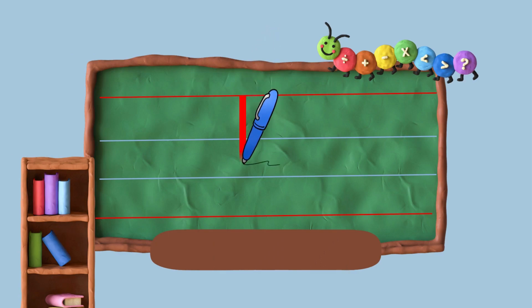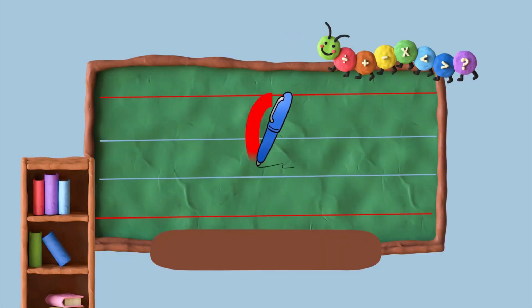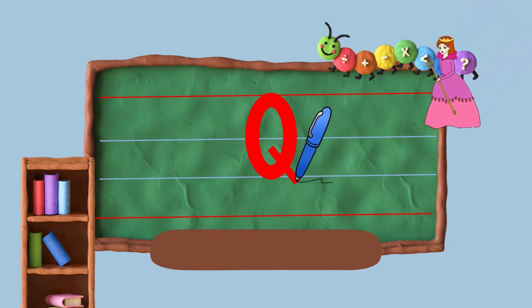Make a standing line. Now draw half right curve. Makes the letter P. P for parrot. Make a left curve, joining right curve. Now draw a right slanting line. Makes the letter Q. Q for queen.